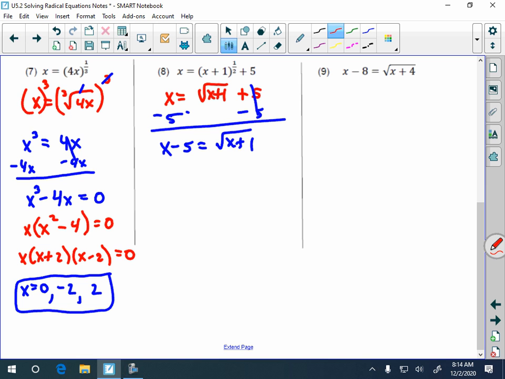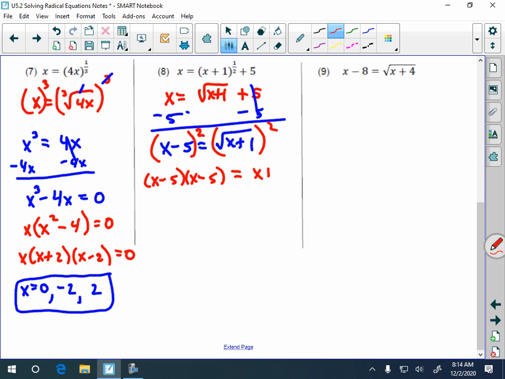All right, the radical's by itself, so now I'm going to square both sides. So when I square the left side, I have to be careful because that's a binomial. The whole thing has to be squared. So I'm going to put parentheses around it. So x minus 5 squared, you want to rewrite it as x minus 5, x minus 5.